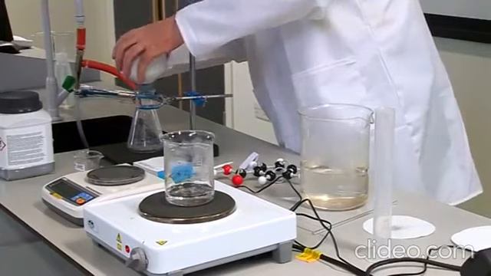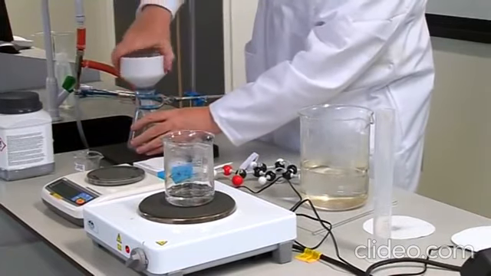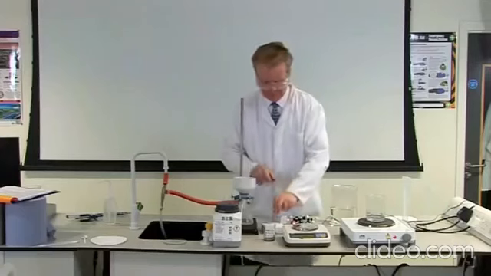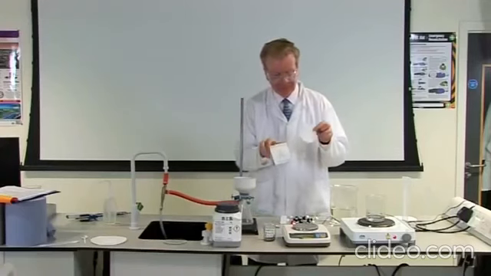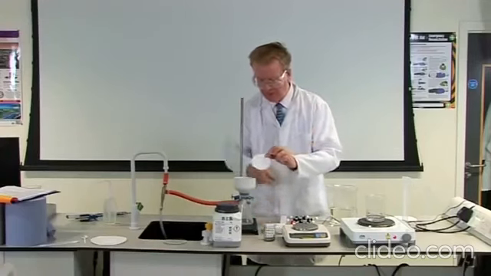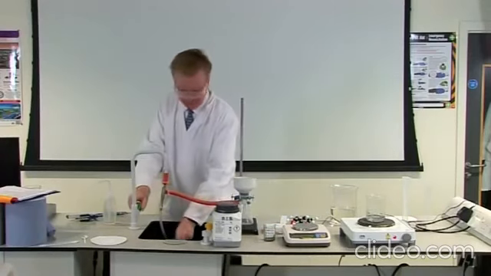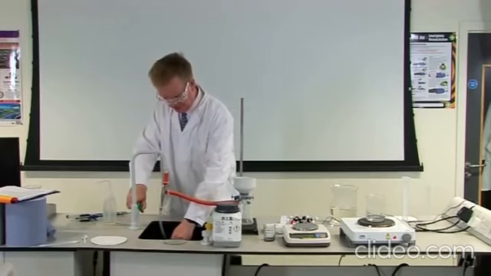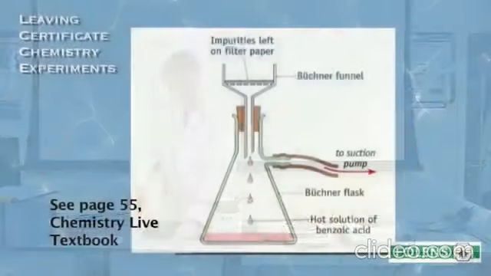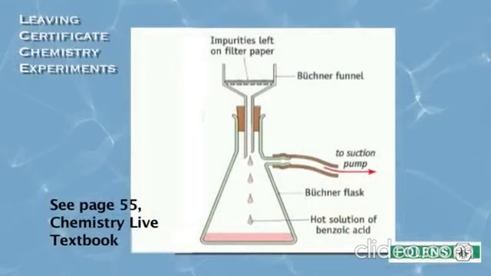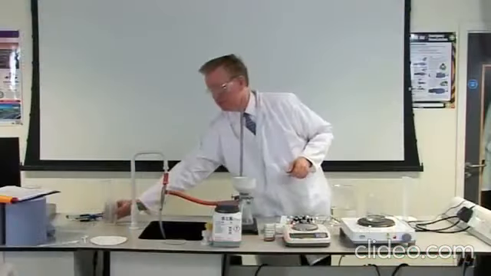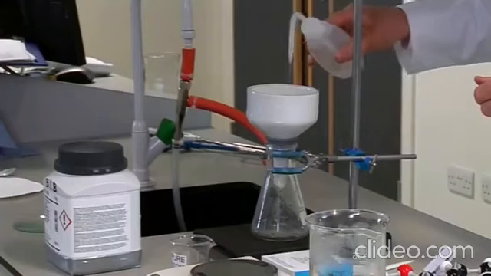Set up the Buchner flask, funnel and vacuum pump as shown. Place a filter paper in the Buchner funnel. Turn on the water supply to operate the vacuum pump. Moisten the filter paper slightly to help it stick to the Buchner funnel.